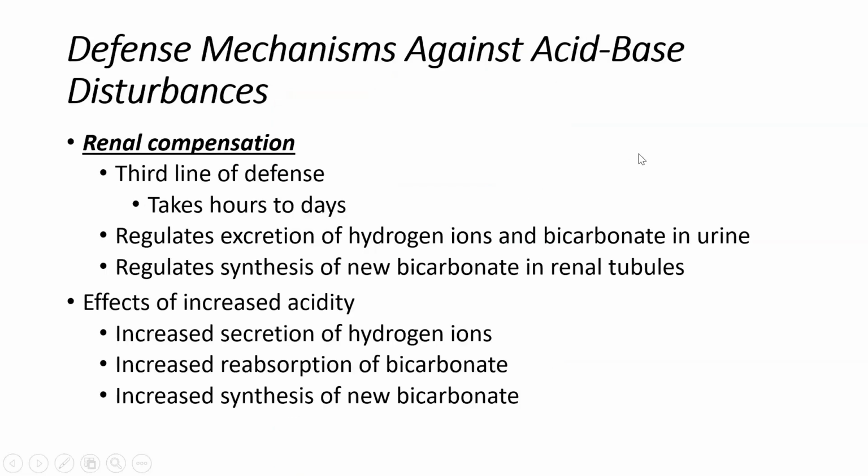Okay. So that is how the lungs can chip in and correct some of those acid-base disturbances. Let's talk about how the kidneys can chip in and correct those acid-base disturbances. And we're not going to go too much in detail here into the mechanism.